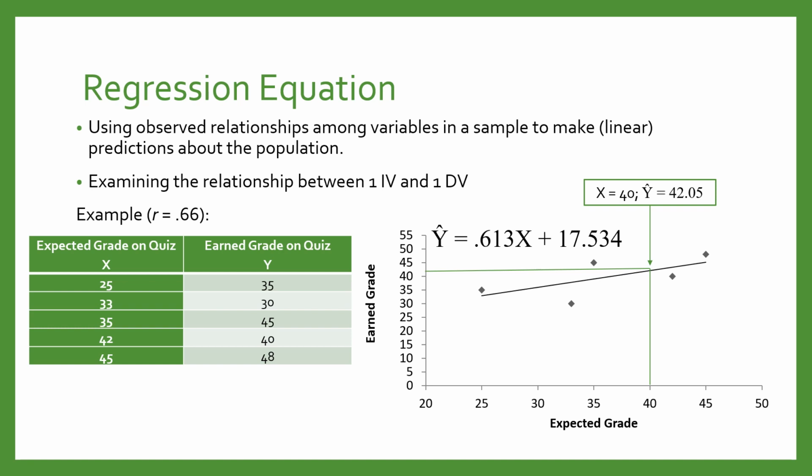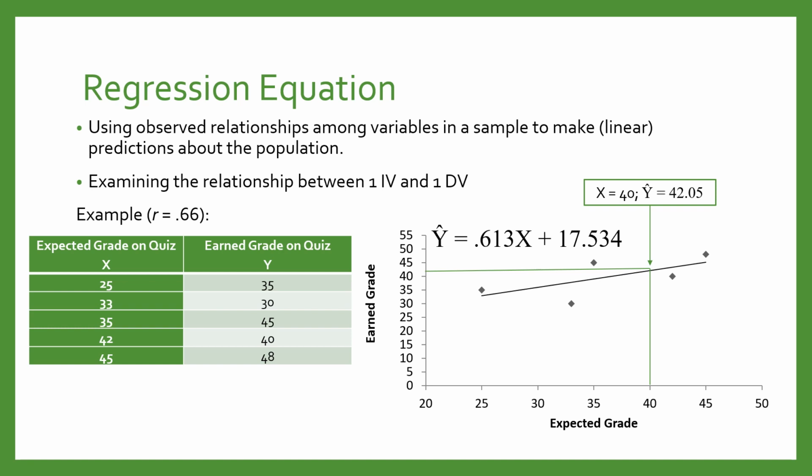Notice that the notation for the predicted values of y is y hat. It's got a little hat on top of it. And look here, this beta, this 0.613, suggests that for every 1 point increase in expected grades, you will predict a 0.613 point increase in earned grades. Now, if your beta, if that 0.613 was negative, then that would mean we have a negative correlation.